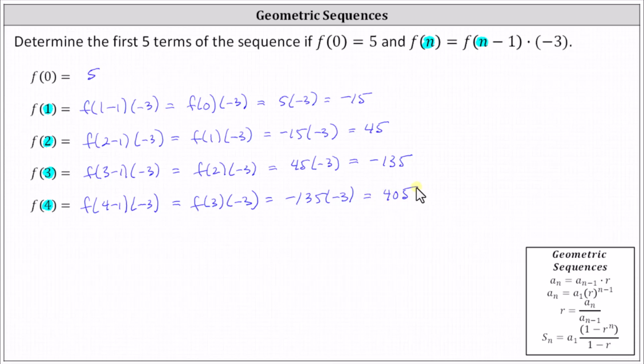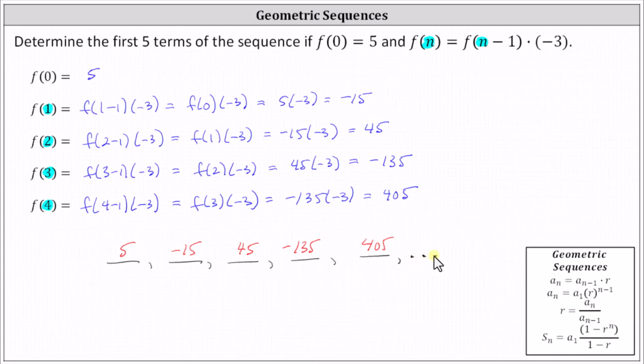And now we have the first 5 terms of the sequence. Let's give the sequence as a list. We have 1, 2, 3, 4, 5 terms, where the first term is 5, the second term is negative 15, the third term is 45, the fourth term is negative 135, and the fifth term is 405. And of course, the sequence could continue.